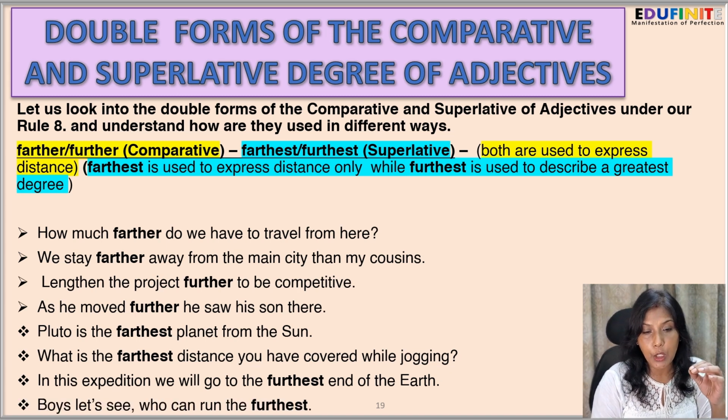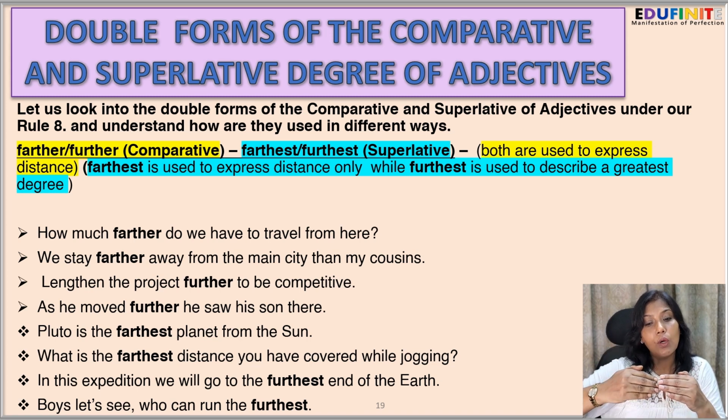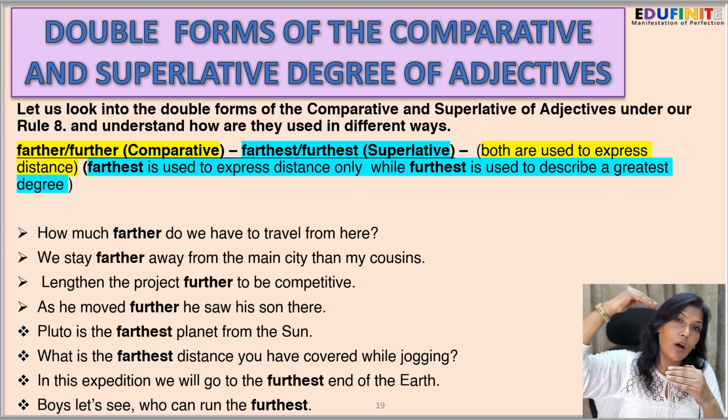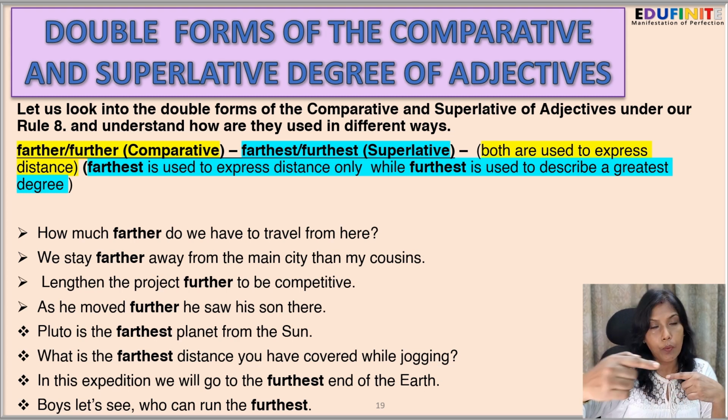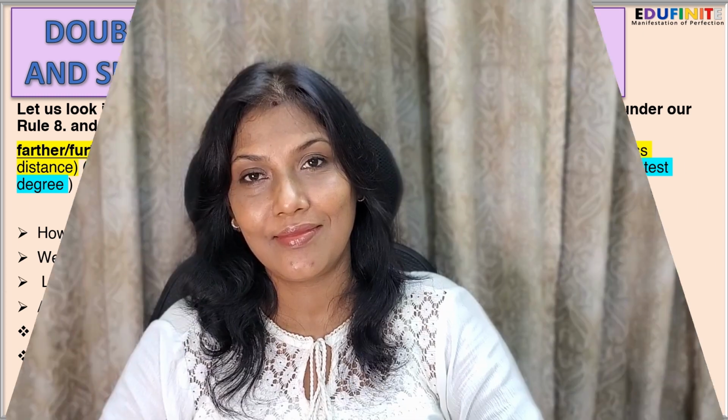In this expedition, we will go to the furthest end of the earth. So, we are undertaking an expedition in which we'll go to the furthest end. That means till almost the end of the earth. The next sentence. Boys, let's see who can run the furthest. So, let's see who will cover the greatest distance.